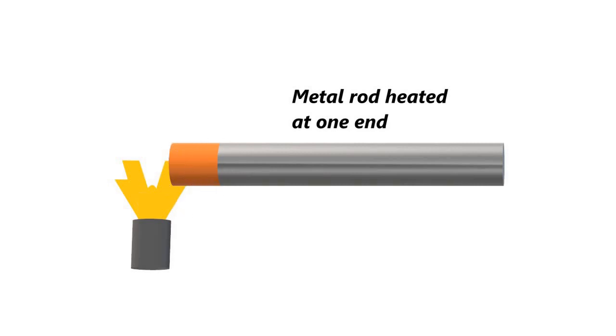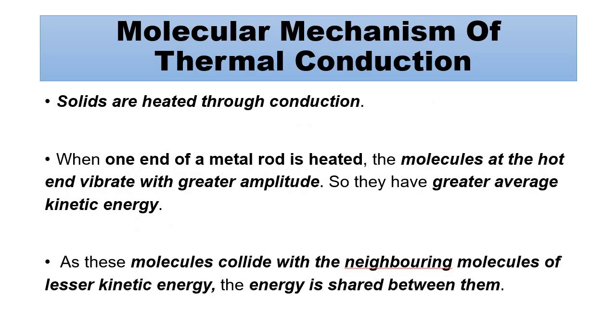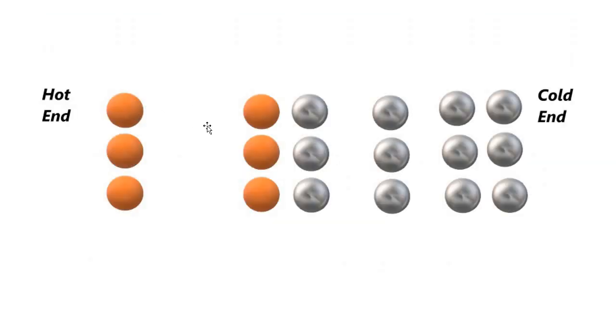The one end starts getting heated, and as a result, the molecules at the hot end vibrate with higher amplitude. Their net kinetic energy, that is translational, rotational and vibrational, all of them increase, and the average kinetic energy increases, and the amplitude of oscillation of these molecules starts increasing.